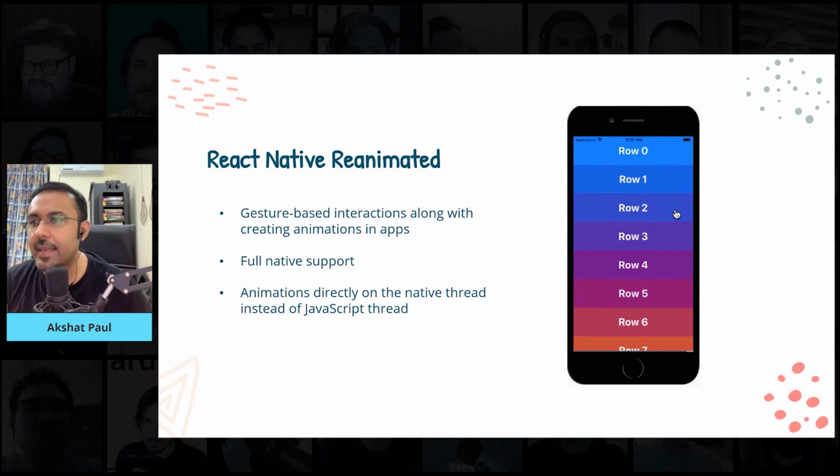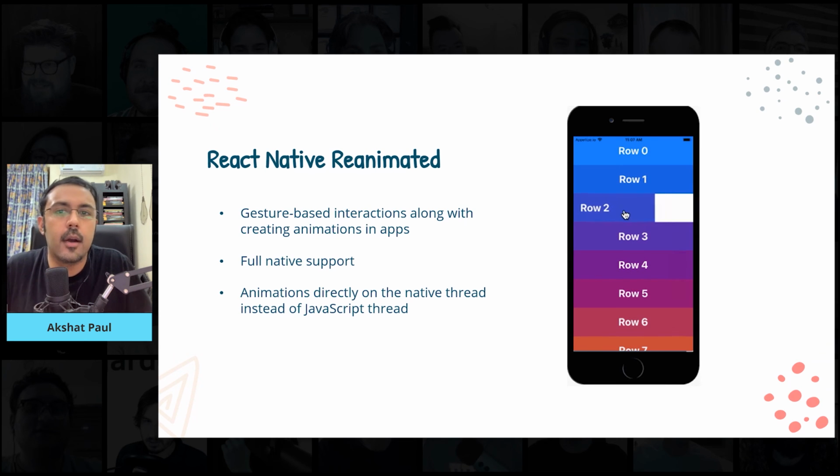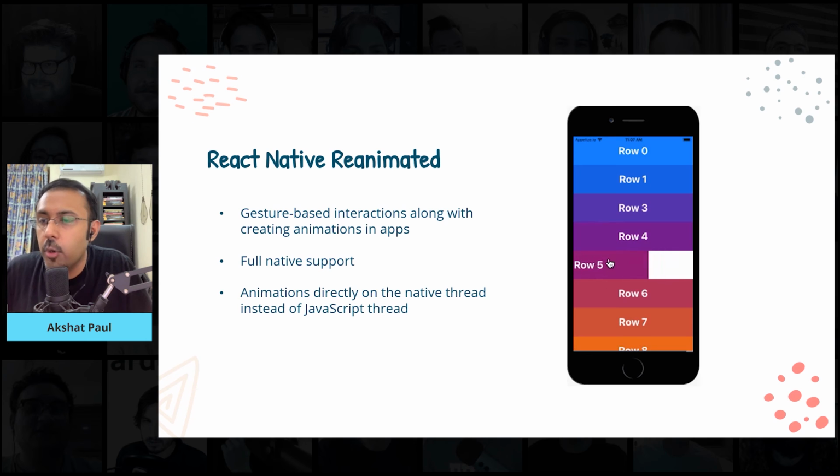The first one is React Native Reanimated. React Native has a built-in animated API, and it is written from scratch by the React Native Reanimated library to provide flexibility for gesture-based interaction, along with creating animation in the apps. The React Native API has some limitations in terms of gesture-based interaction, and this library tends to solve it. It has full native support and performs animation directly on the native thread instead of the JavaScript thread. That is an added advantage.